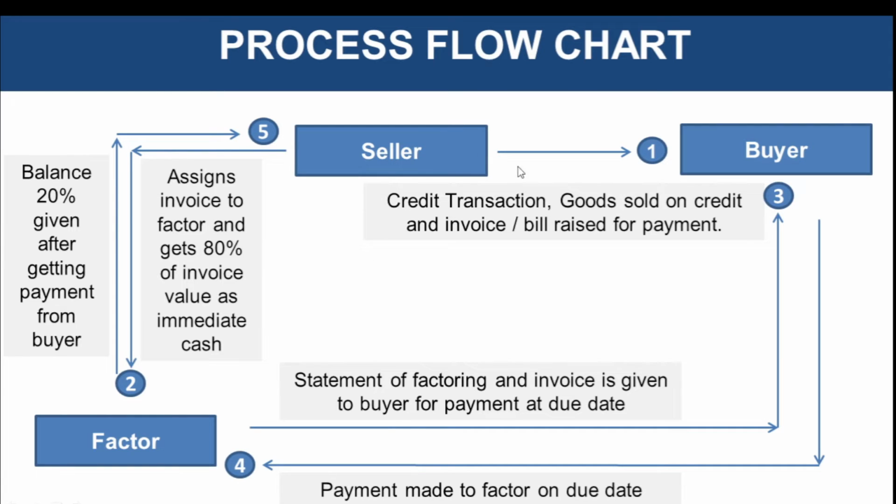Instead of making payment to the seller, the buyer is making payment to the factor, because it was a factoring arrangement between the seller and the factor. The statement of the same was given to the buyer, so the buyer is well aware that he has to make payment to the factor. Once the factor or third-party agency has received the payment, they provide the balance 20%, which was not given earlier, to the seller after getting the payment from the buyer. And for all the service provided for this time period, a fee is charged.